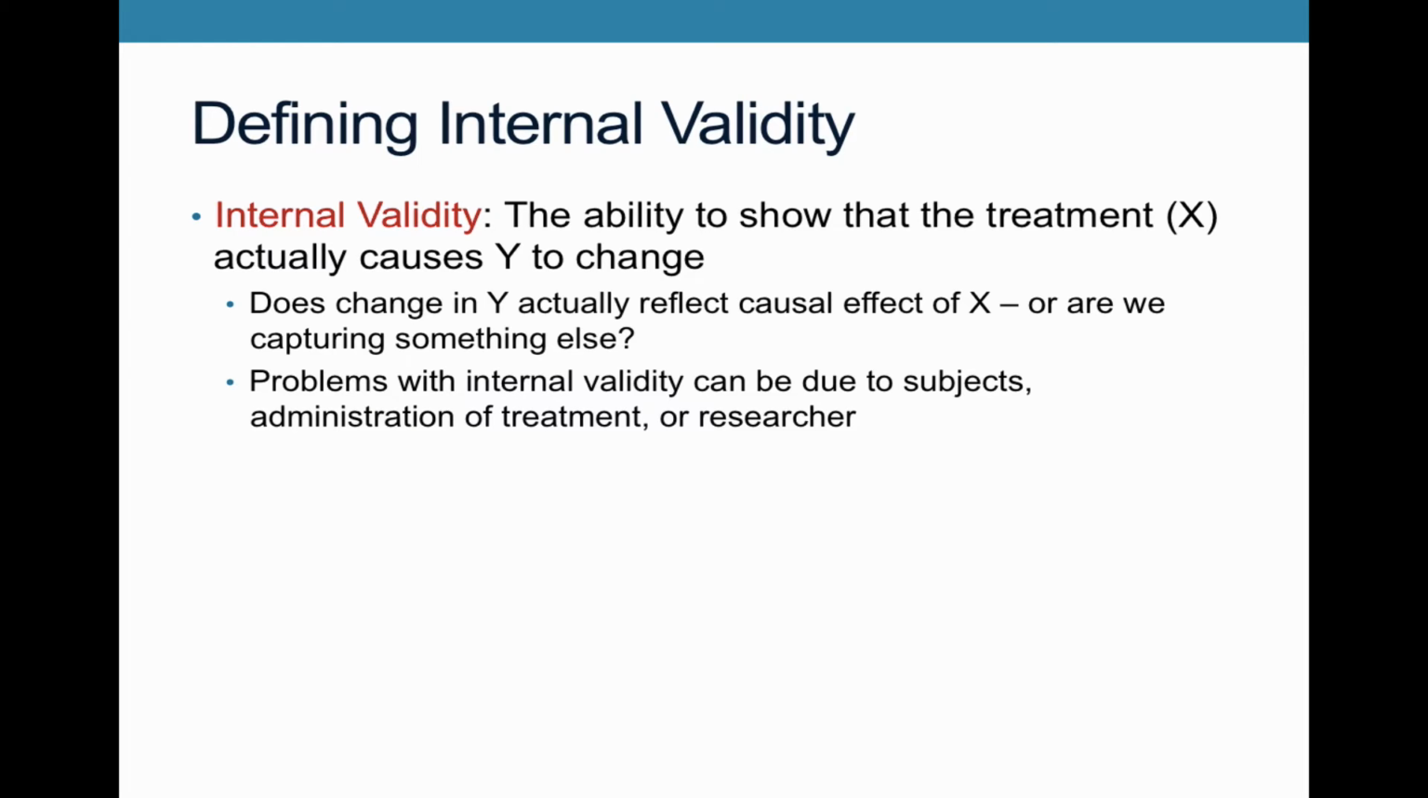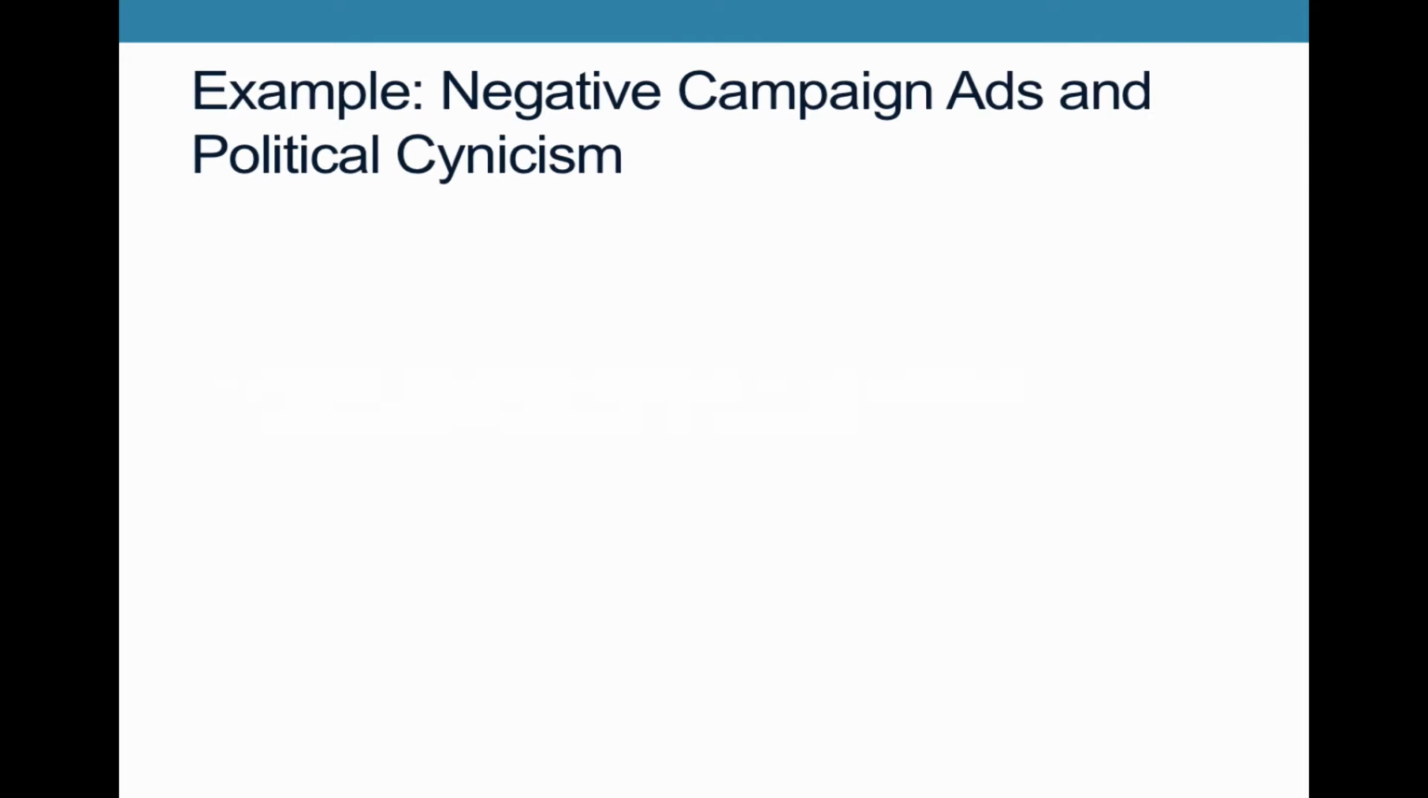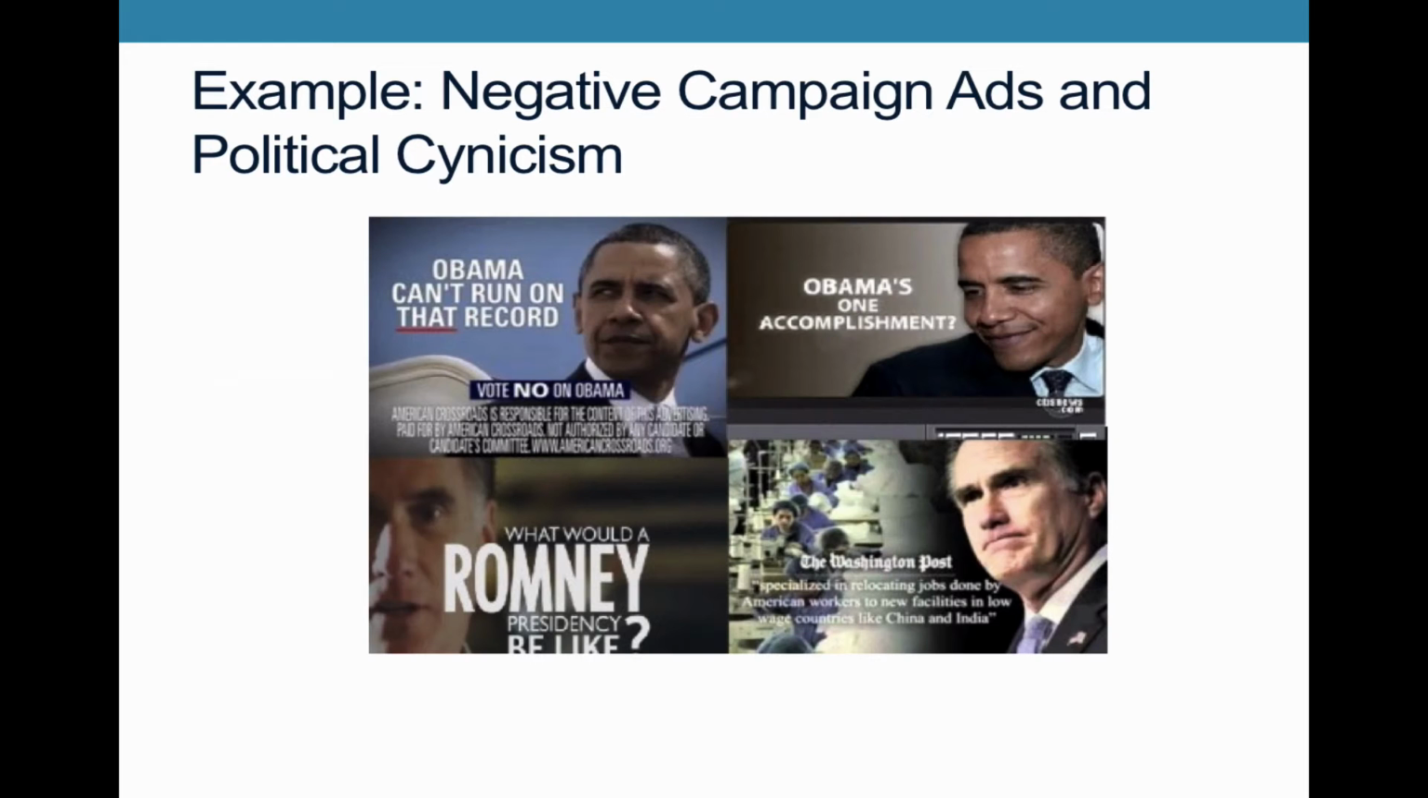And there can be problems with internal validity that could be due to three different categories of problems. First, they might be due to the subjects of the study themselves. Second, they might be due to some kind of problem with the administration of treatment. And third, they could be due to the researcher, him or herself. So to go through this concept, we're going to talk through an example. And this is looking at negative campaign ads and political cynicism.